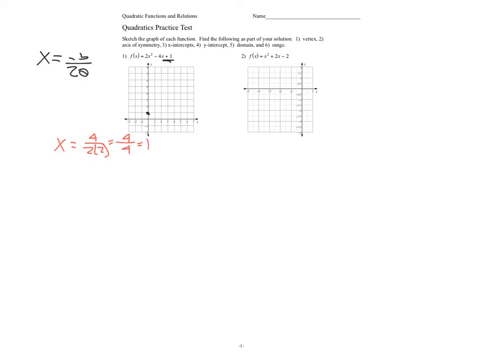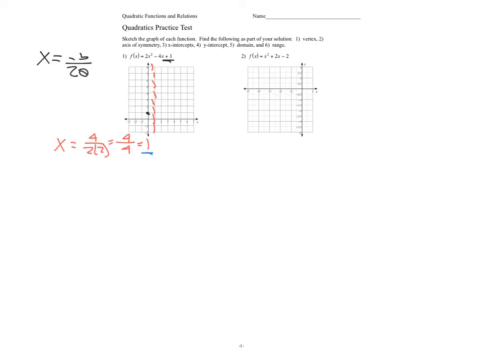Now that is our axis of symmetry. So I'm going to put this dotted line in at x equals 1. So we know that everything is going to be reflecting over this line. This is our middle of our parabola. We also know that our vertex is going to be on this line because that's the very middle of our parabola. That's the max or the min. It's that folding point.